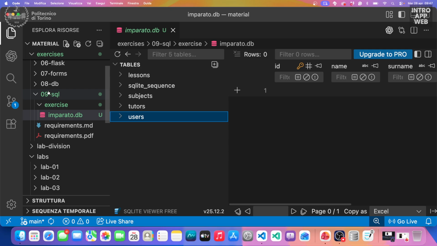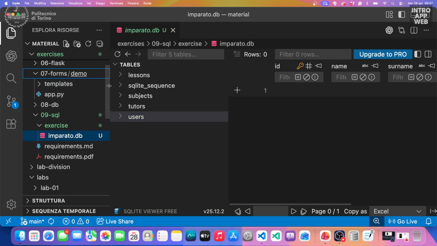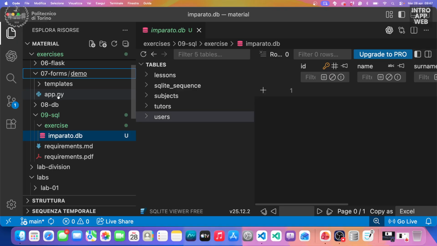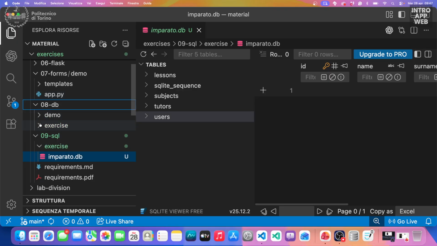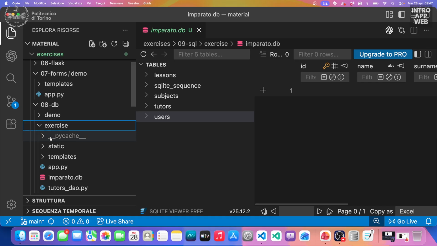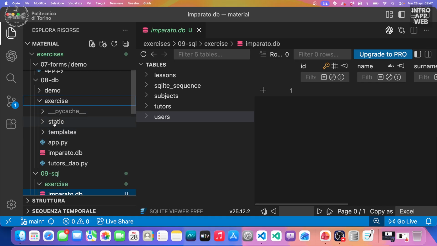So let me just, okay, I think the last time we worked on Imparato was last week. So let me copy the last version of Imparato.